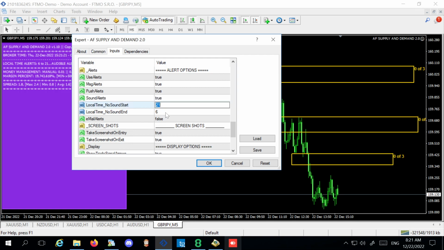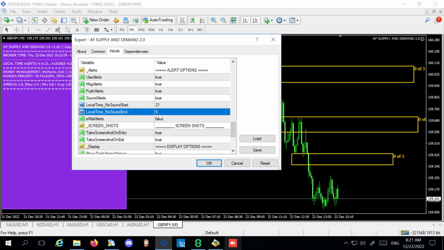It's set to 2100, and you can end the sound, or choose to end the sound at around 6 a.m. So this is when everybody gets up roughly, or you can just change that if you wish to have that on all day, or turn it off completely. So those are features there for that.